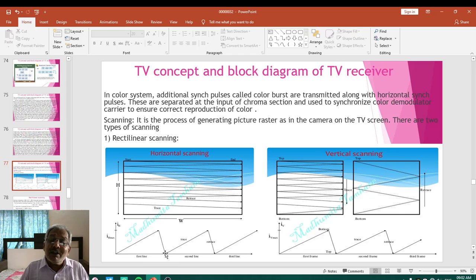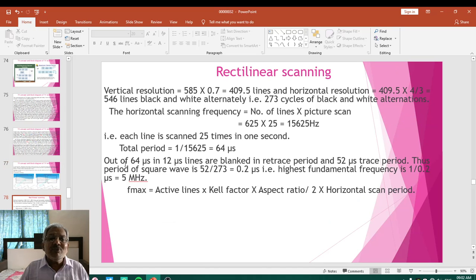During this particular period only, blanking pulses and sync pulses are applied. So out of 64 microsecond, in 12 microsecond lines are blanked in a retrace period and 52 microsecond is the trace period. Thus, the period of the square wave is 52 upon 273, that is equal to 0.2 microsecond. That is, the highest fundamental frequency is 1 upon 0.2 microsecond, that comes to be 5 megahertz.